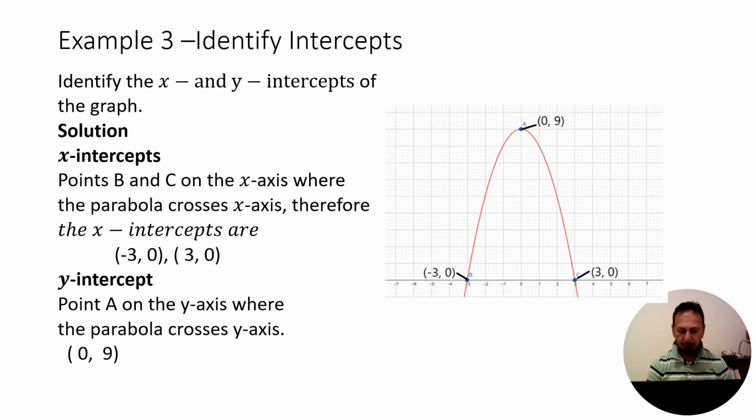So here is example 3. Identify the x and y-intercepts on this given graph. The x-intercepts are points B and C on the x-axis where the parabola crosses the x-axis. So this point is B and this point is C. Here the graph crosses the x-axis. So these are x-intercepts. The coordinates of this point are (-3, 0) and the coordinates of this point are (3, 0). The y-intercept is point A, because the parabola crosses the y-axis at A, and its coordinates are (0, 9).